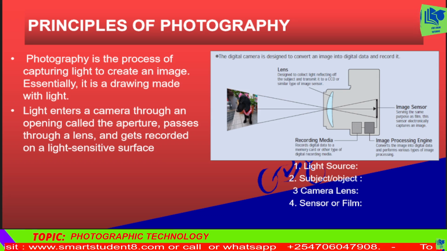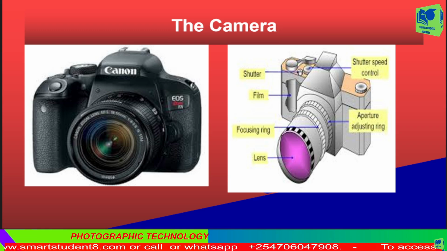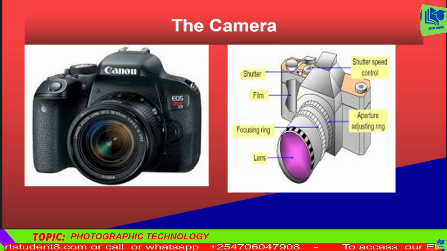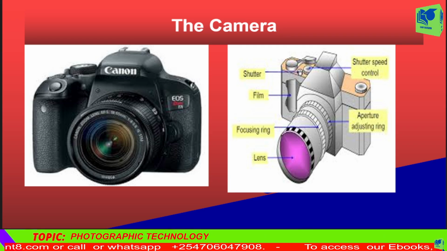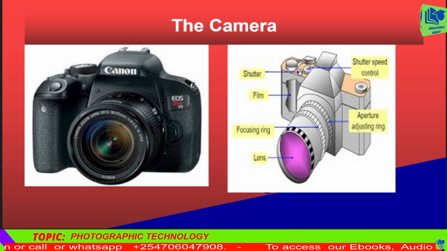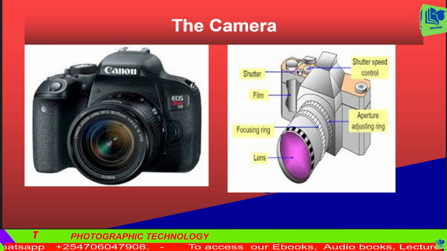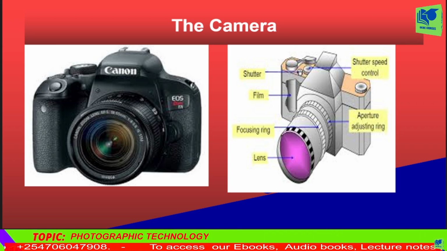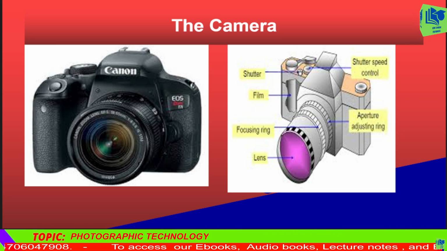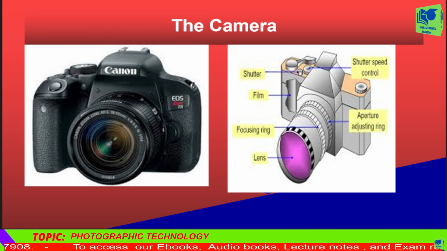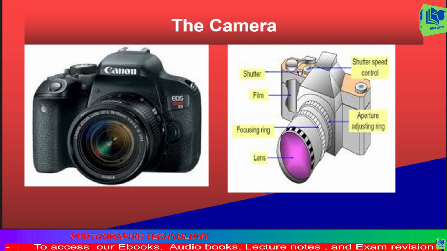The camera. The camera is essentially a light-proof box equipped with a lens, a shutter mechanism, and a recording surface, either film or a digital sensor. Whether you're using a smartphone camera, a professional DSLR, or an old film camera, they all share the same basic structure. Parts of a camera. Let's break down the main parts of a modern digital camera.